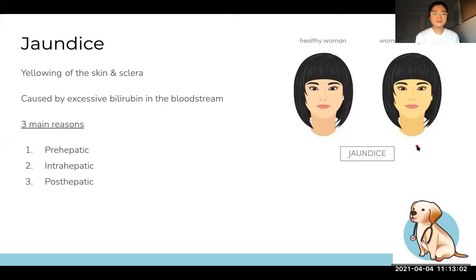Sorry. So first up, jaundice, what is it? It's referring to the yellowing of the skin and also the sclera. Sclera is meaning the white aspects of the eyes, and pretty much is caused by excessive bilirubin in the bloodstream. So we can look at it from 3 different perspectives. So breaking it up, first we can consider pre-hepatic, then we will consider intra-hepatic, and then post-hepatic, basically meaning before the liver, at the liver, or post-liver issue.